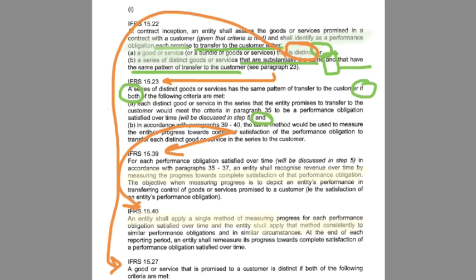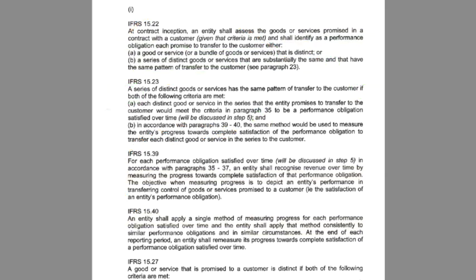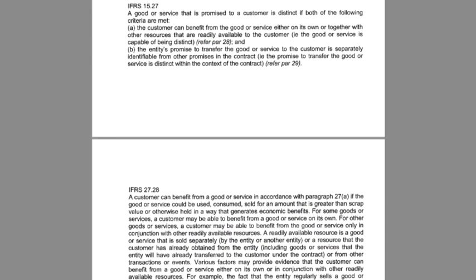So now we are still only busy with the theory in each of the paragraphs, because each of the paragraphs again refer to other paragraphs. So we have done paragraph 22, 23, 39, 40. Now we need to go and look at distinct. So paragraph 27 says, a good or service that is promised to a customer is distinct if both of the following criteria are met.